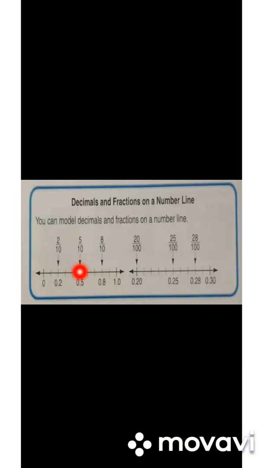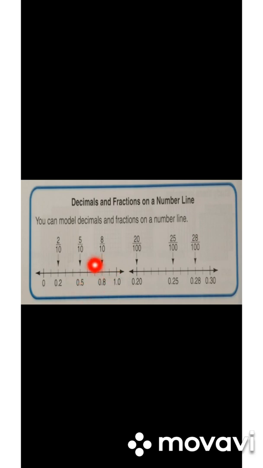If I want to determine the fraction on this arrow, let's count the number of spaces. 1, 2, 3, 4, 5. So we have 5 out of 10. Means what? So our fraction now is 5 tenths. In the decimal form, 5 tenths.